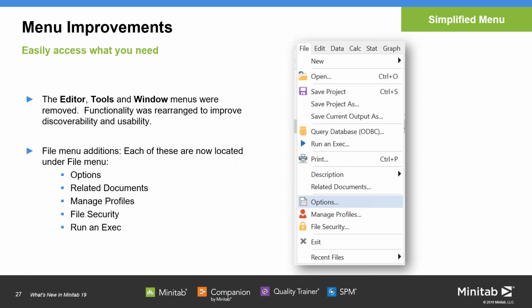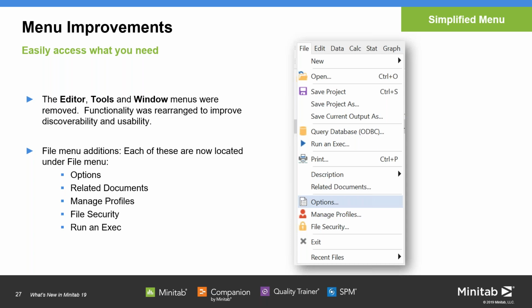So we made some menu improvements. Really, we simplified some of the clutter that we had in our menus. So previously, in version 18 and prior, we had the edit menu, but we also had an editor menu. And when we asked people what was under those, it was really hard for them to say. So in version 19, editor, tools, and Windows menus were removed, and that functionality was rearranged and moved to other places to be more discoverable and more usable for our customers.